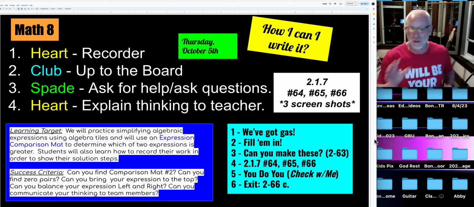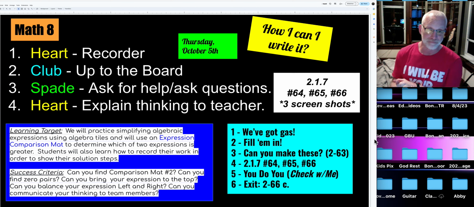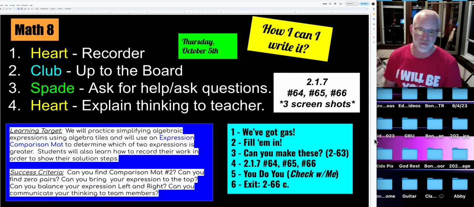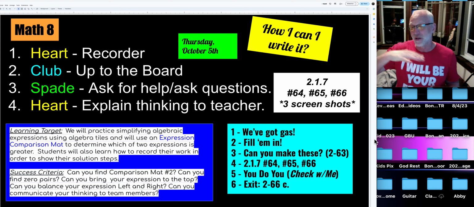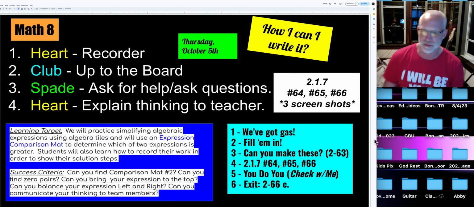Okay. So, the learning targets today: we're going to practice simplifying algebraic expressions using algebra tiles, and we will use an expression comparison mat to determine which of two expressions is greater. And we'll also learn how to record their work in order to show the solution steps. So what we want to know now is, do you have a process for how you're solving your steps?